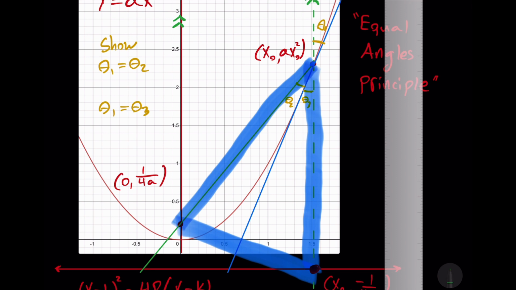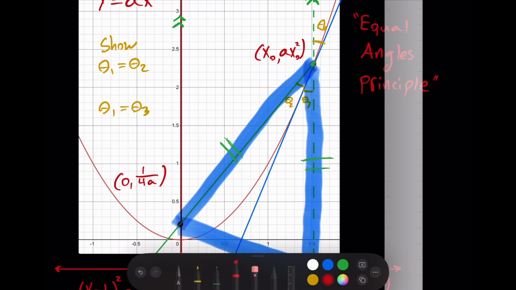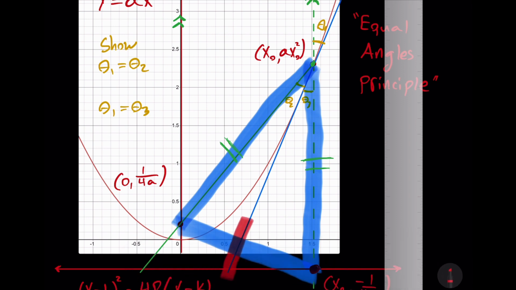Now this is isosceles because this point here, this arbitrary point on the parabola, is equidistant from the focus and the directrix. So this line segment and this line segment are definitely equal. And now, if we think about that tangent line, so this is the tangent line, remember, we can think about its slope.